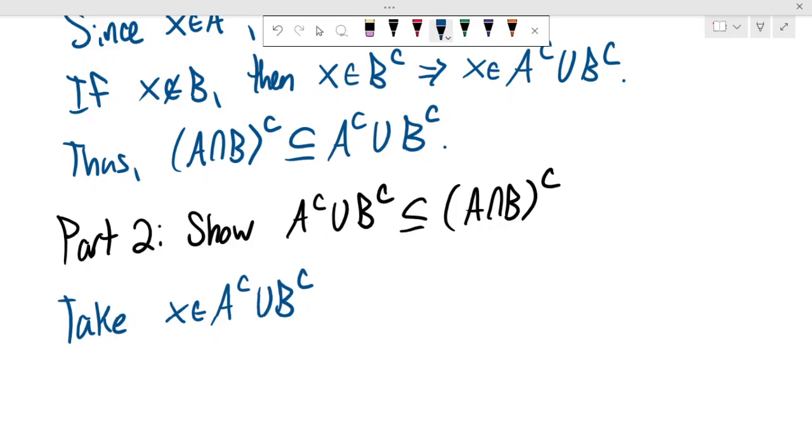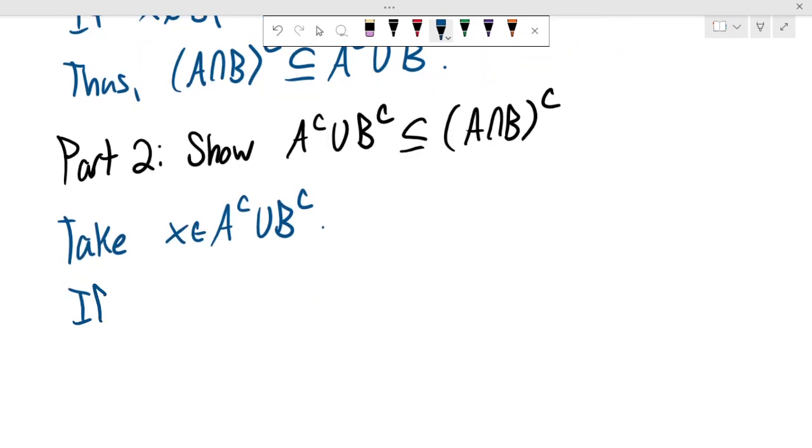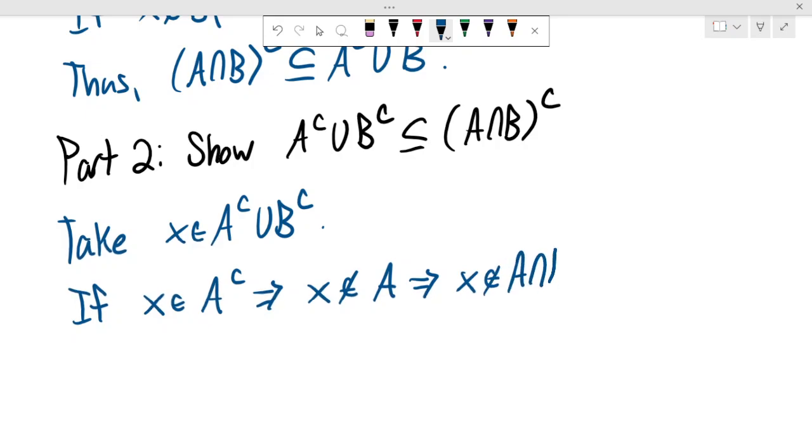So because this is an OR, we're again going to have two cases here. So we say if X is in A complement, then that implies that X is not in A, which would of course imply that X is not in A intersect B, because it would need to be in A, which implies that X is in A intersect B complement. Okay, so we have a direct chain of implication here.